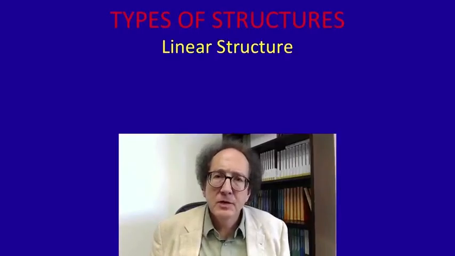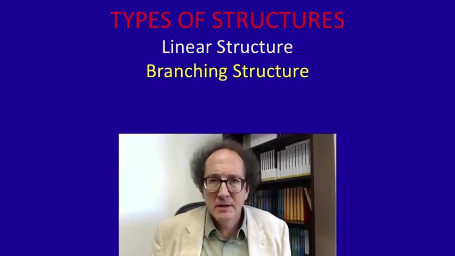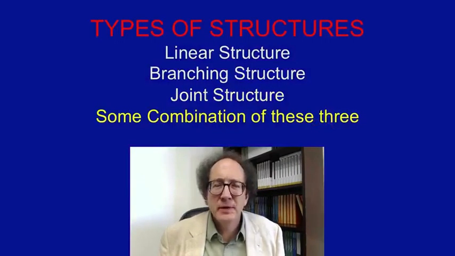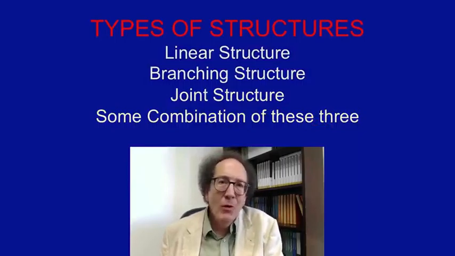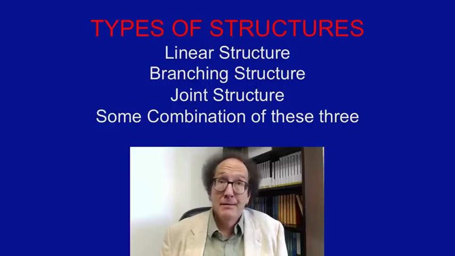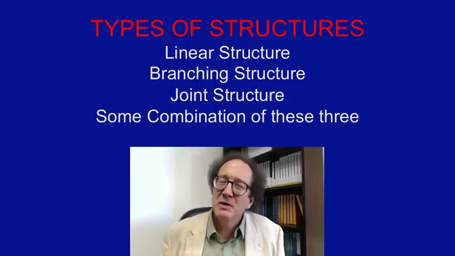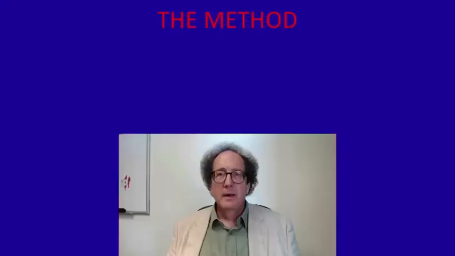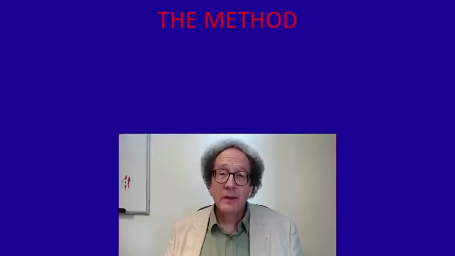That is, the linear structure, the branching structure, the joint structure, and some combination of those three. You can add more premises because you can always add 1 plus 2 plus 3 plus 4 if there are 4 premises operating together in a joint structure. And you can add extra arrows if you have a branch with more than 2 branches. So you can cover a lot of arguments using these kinds of diagrams. The method can be described in general like this.